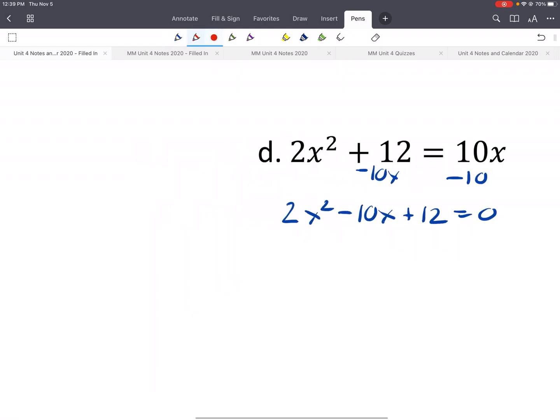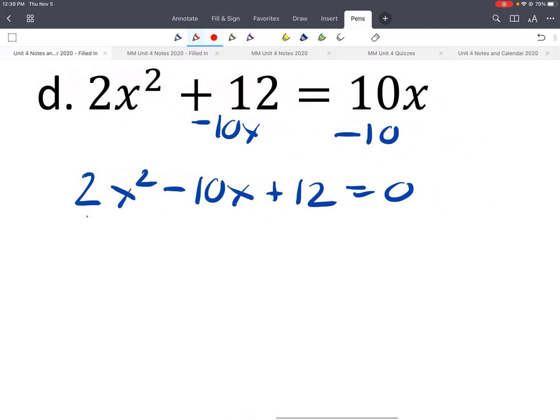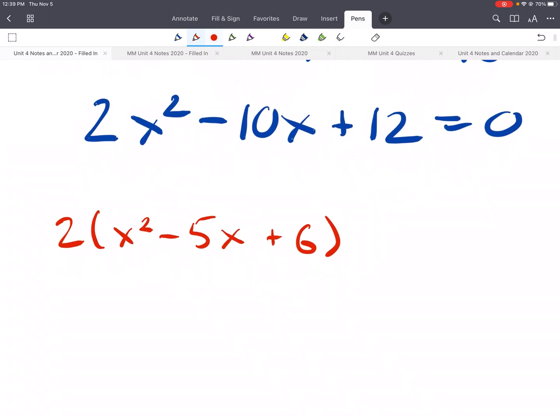We could divide both sides, or we could factor out a 2. 2 times x squared minus 5x plus 6. And we could try and see if factoring would work. We can't complete the square because A here isn't 1 and here B is not even. So we wouldn't complete the square or solve by square roots, for the same reasons we said before. Okay, so we'd maybe try factoring.